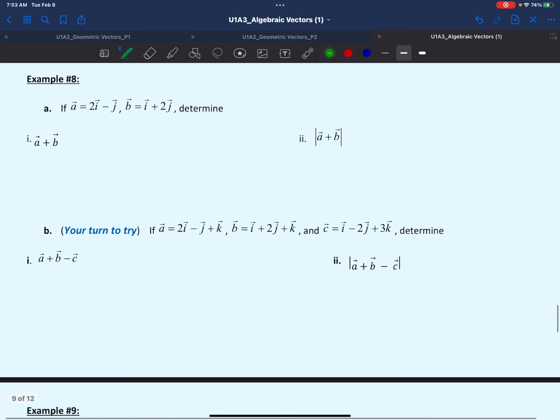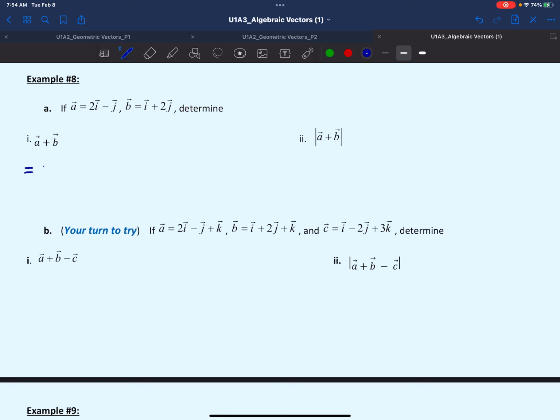So let's take a look at some examples. We have vector A, 2i minus j, vector B, i plus 2j. So what kind of vectors are they? Are they 2D or 3D vectors? That's a question we should always ask ourselves when we are working with vectors, right?